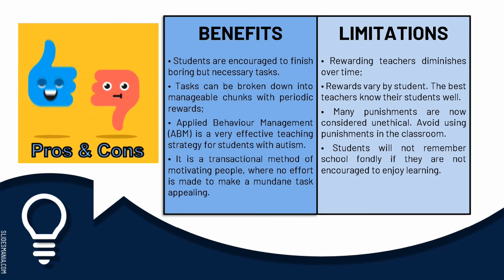Then some of the limitations of extrinsic motivation are: rewards lose their effect over time, leading to decreased return on a teacher's effort. Rewards vary depending upon the student. Teachers need to know their students well to cater rewards effectively. Many forms of punishment are considered unethical these days. Be very careful with using punishments in classroom environments. Students are unlikely to remember school fondly when they are not encouraged to love learning for its own sake.